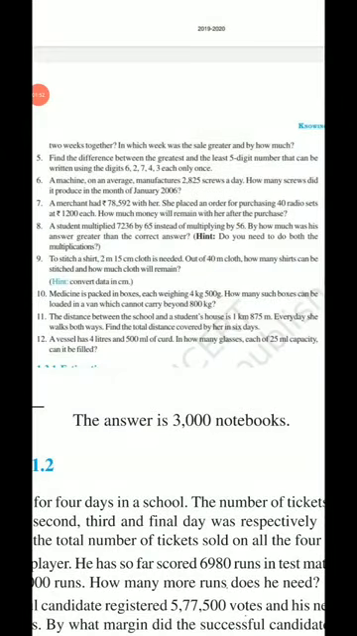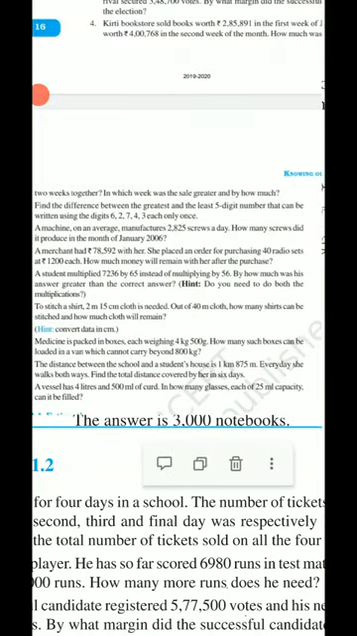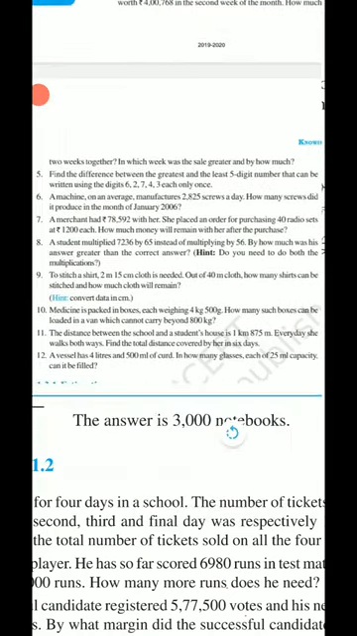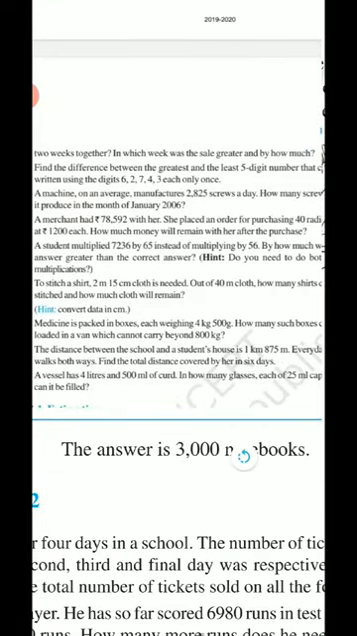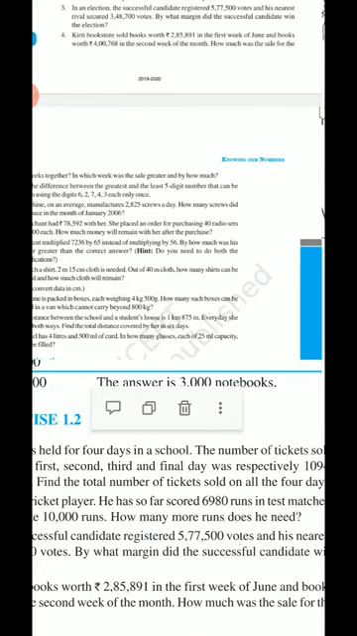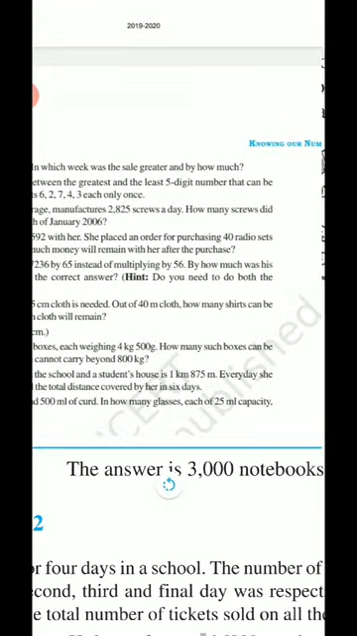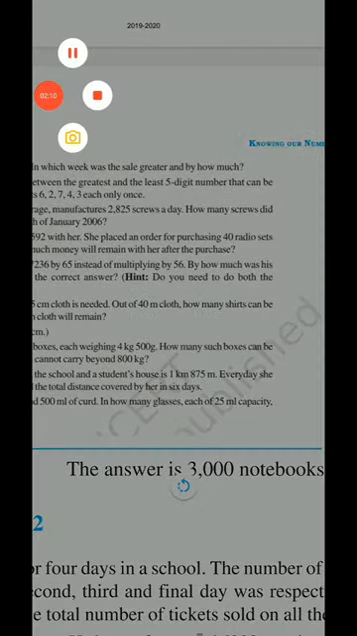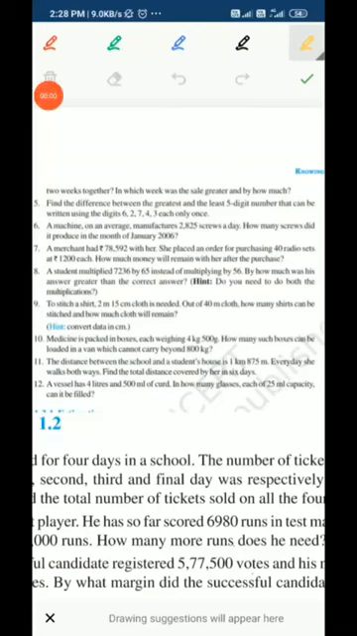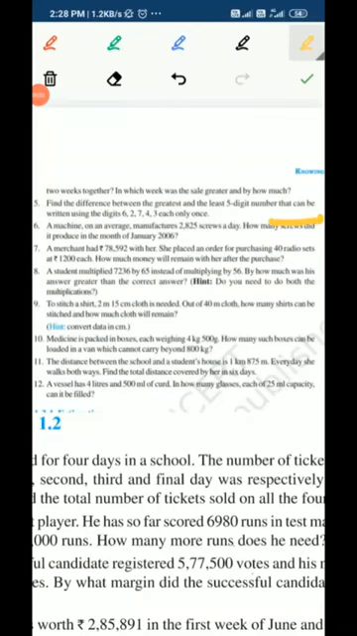That is question number 5. What does question number 5 say? It says, find the difference between the greatest and the least 5-digit number that can be written using the digits 6, 2, 7, 4, 3 each only once.